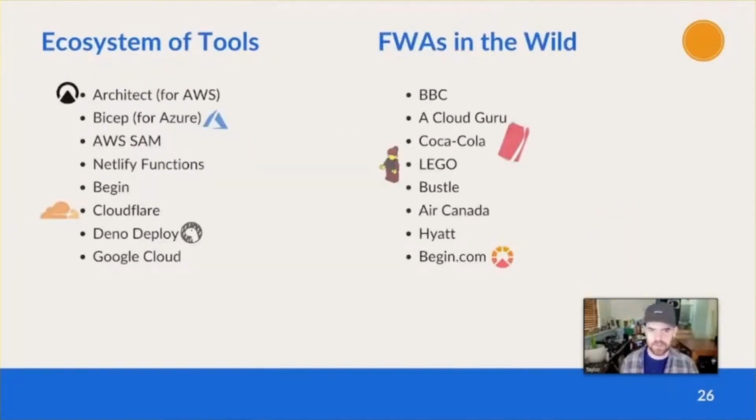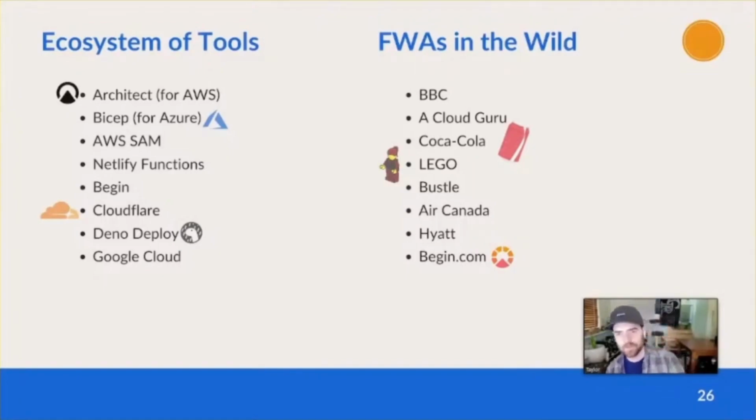So I wanted to give a quick glance at what the ecosystem is like right now. What's the tooling like, and who's doing this in the real world? On the left side, I've got a list of tools, formats, and providers that help build applications this way. Now, you can build other types of applications with these same tools, but these are particularly tuned for functional web apps. At the top is Architect. It's an open source project that deploys to AWS. It's what I work on, but there's something similar called Bicep for Azure. AWS has their own tooling, and I've been particularly excited about things coming out of Netlify and Cloudflare as well. Plus, if you've been keeping up with Deno, they've got a new service called Deno Deploy that's also really exciting.